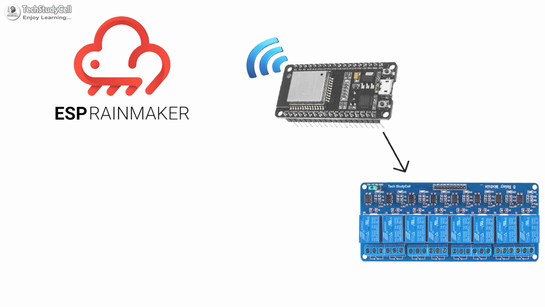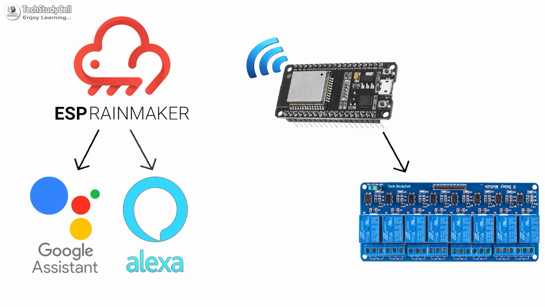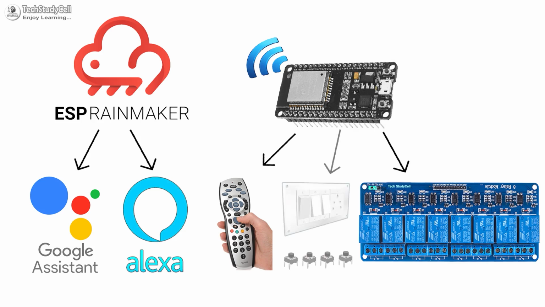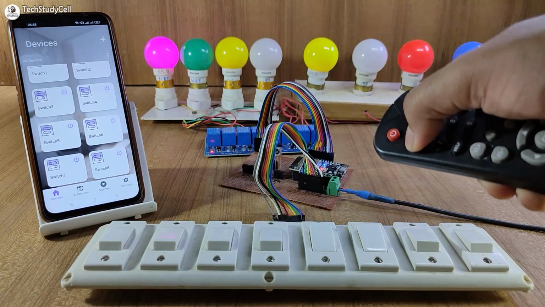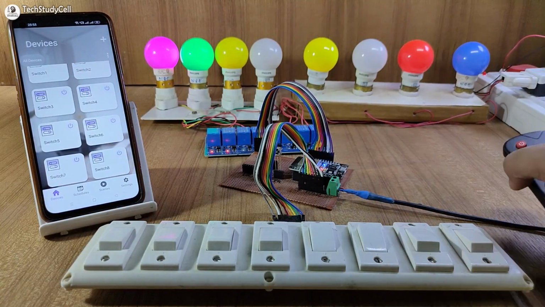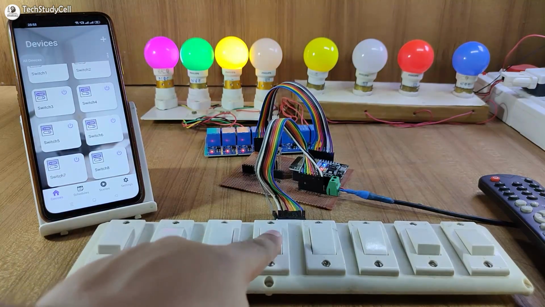And for this project I have used the ESP RainMaker, so you can control all these appliances with Google Assistant, Alexa, IR remote and manual switches. And if there is no internet, still you can control appliances with manual switches and IR remote.